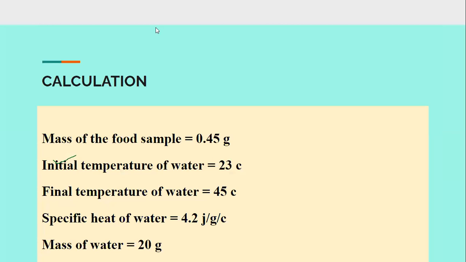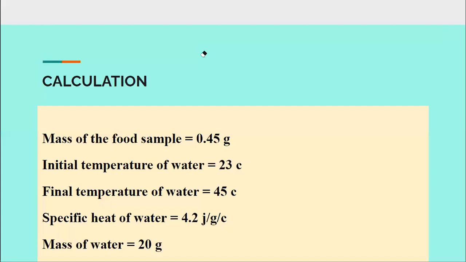So see what we have, the mass of the food. For example, it's just an example, we have supposed that the mass of the food is 4.5 grams. Or let's say this question is given to you in the question paper. Mass of the food is 4.5 gram. This value is given to you. Initial temperature, let's say it is 23 degrees Celsius, given to you. Final temperature, when the food is completely burned, how much the temperature has risen: 23 to 45 degrees Celsius. Okay. Specific heat is 4.2 and the mass of water is 20 grams.